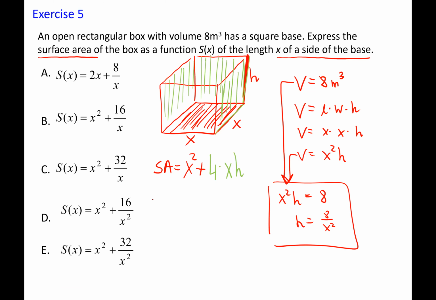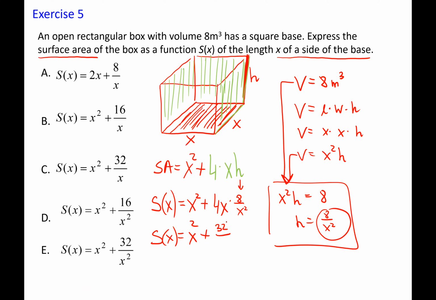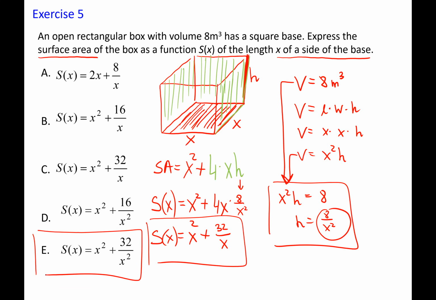We are almost done because we need that surface area in terms of x only. That means I'm okay with x squared, I'm okay with 4x, but h I have to rewrite in terms of x, which we do have: 8 over x squared. So this is x squared, 4 times 8 is 32, and x over x squared, just one x will stay. This is the final answer, and I believe it's this one. Excellent. Let's see what else we have in this section.